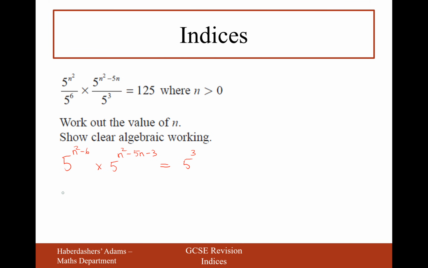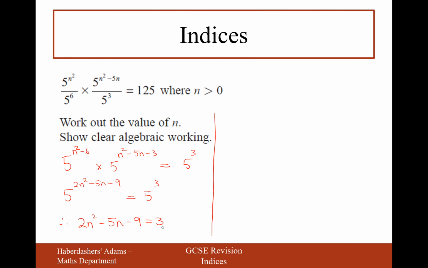So let's now add our indices together. So it's going to be 2n squared minus 5n minus 9 equals 5 to the power of 3. So therefore, the indices are equal. 2n squared minus 5n minus 9 equals 3.